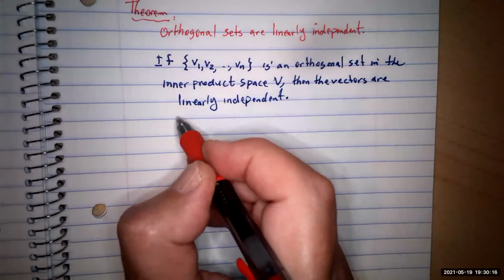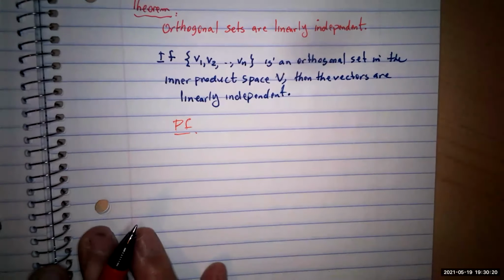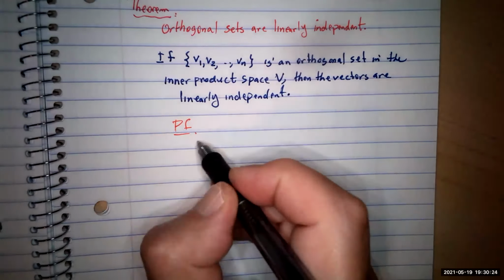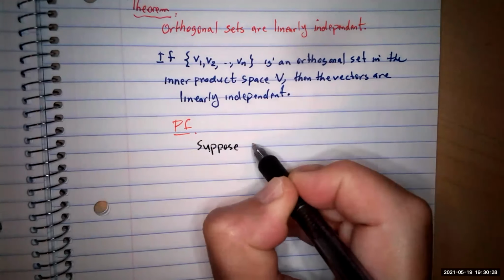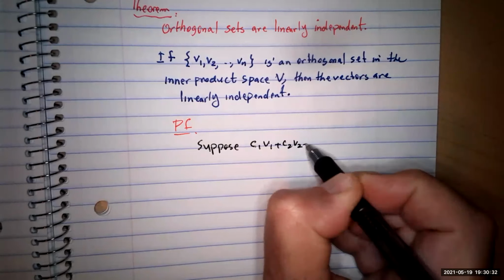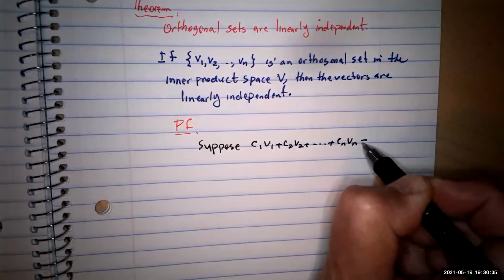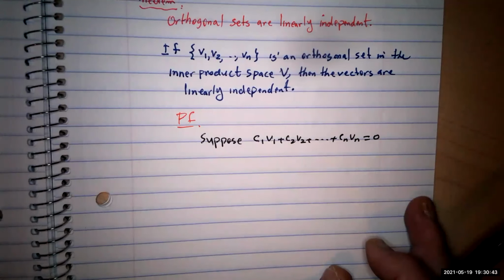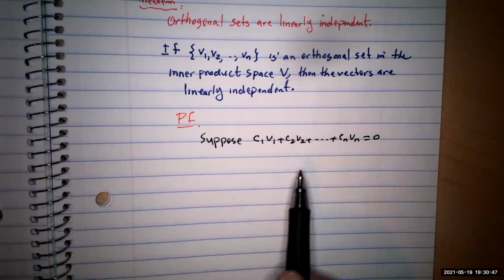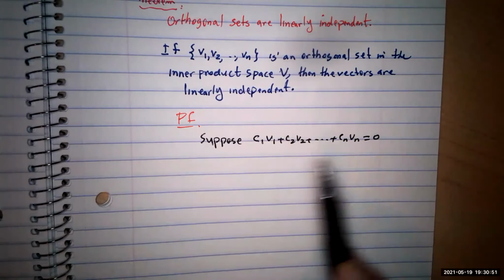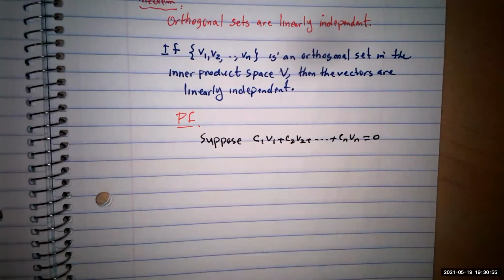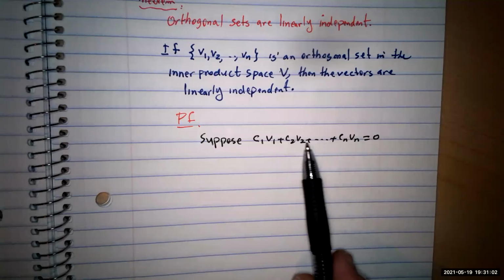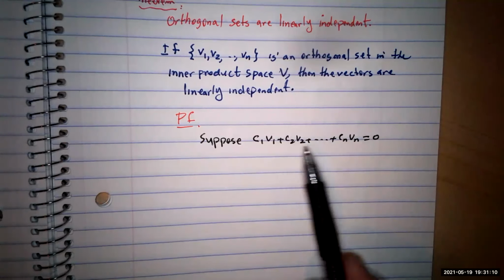The proof is easy. Suppose you take a linear combination of those vectors. Suppose C1 V1 plus C2 V2 up to Cn Vn is equal to 0, as usual, where C1, C2 up to Cn are scalars. If this is the case, what we would like to do is prove that all these C1 up to Cn are equal to 0. This is a very nice trick. This linear combination is just a vector, so what we are going to do is take the inner product of it with V1, V2, V3 up to Vn.